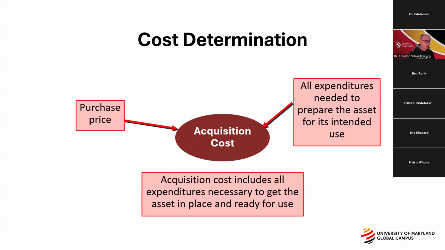So it's the purchase price plus assembly, installation, testing, cost of building a base for a machine, installing electrical hookups for a machine, testing the asset before it's put into operation. All of those costs plus the purchase price get added up and equal the total cost of the acquisition of the asset. That ends up being our recorded cost of the asset. It's book value.